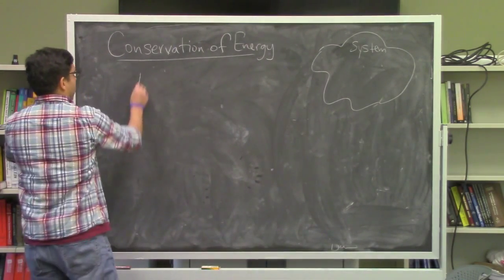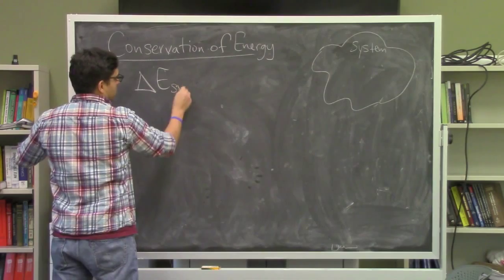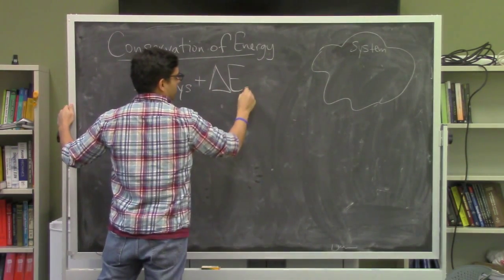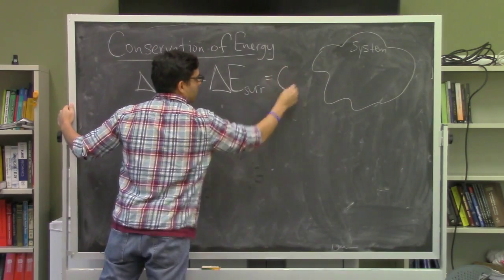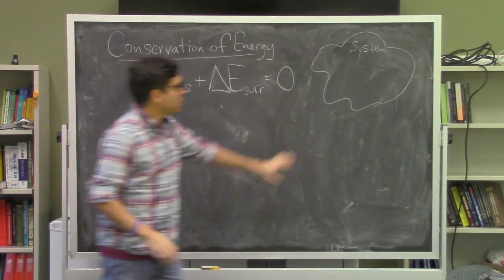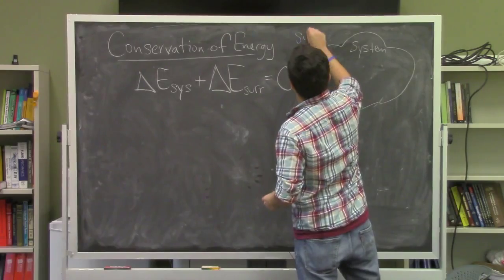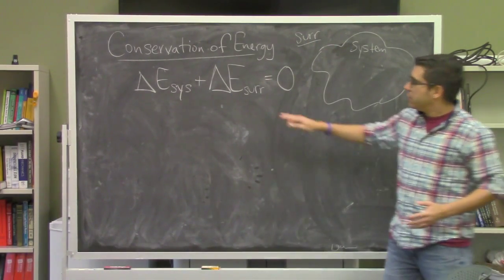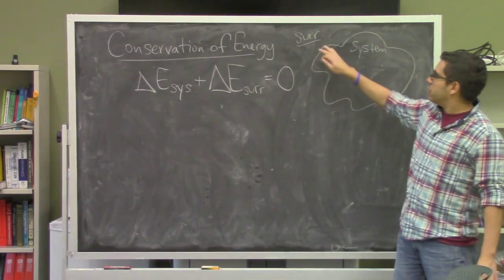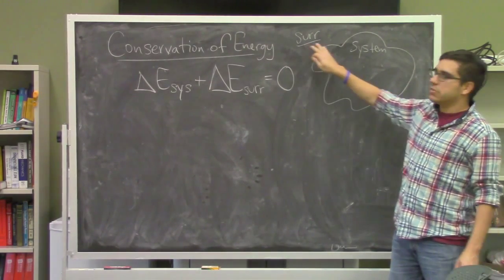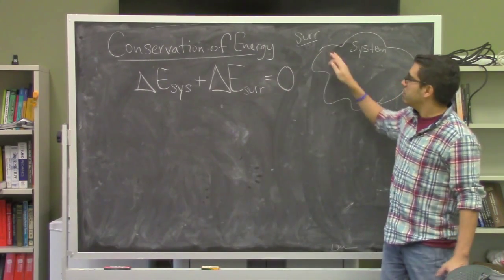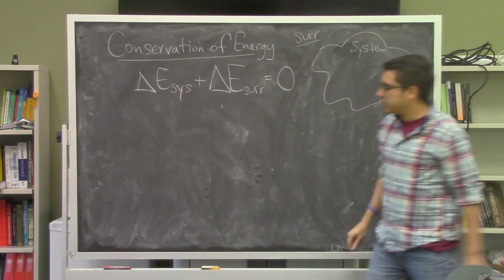Now, it's an experimental fact that if we look at the change in energy of a system and add to that the change of everything outside of the system, this is probably somewhat obvious, that change is equal to 0. So if we're looking at a system and we have some surroundings, which I'll abbreviate as SURR, the sum of those changes is 0. That is, there's a finite amount of energy in the system and the surroundings, and it can be exchanged back and forth, but it does not leave that system plus surroundings in any way.